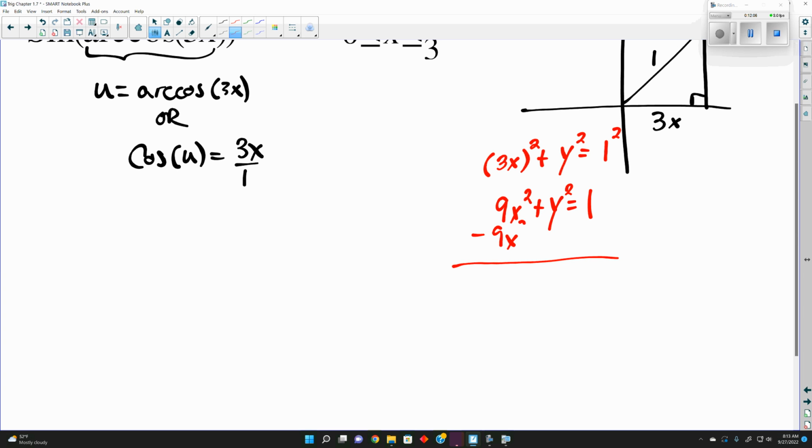So we're going to subtract 9x squared from both sides, telling us y squared is equal to 1 minus 9x squared. Take the square root of both sides. y is equal to the square root of 1 minus 9x squared.